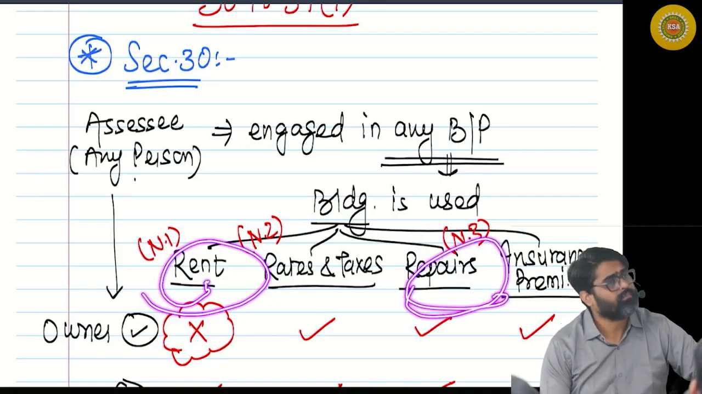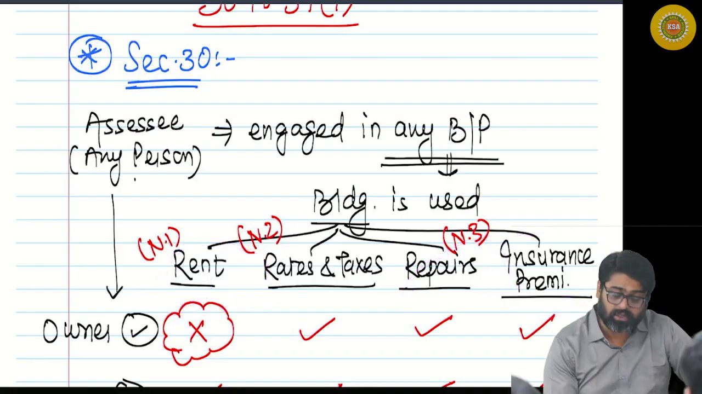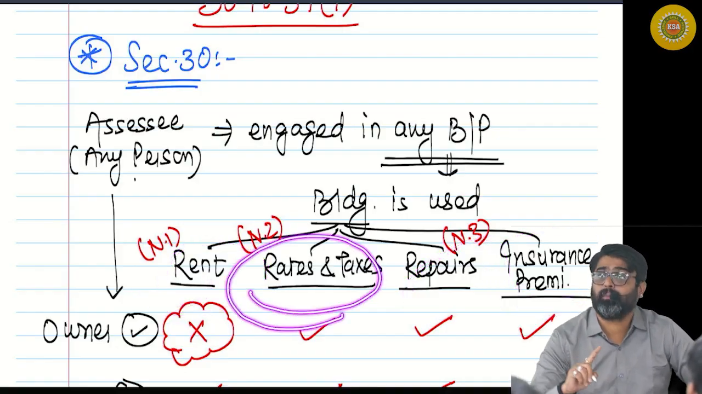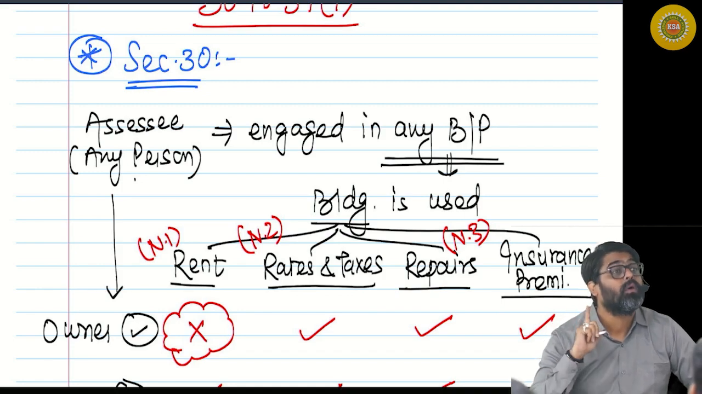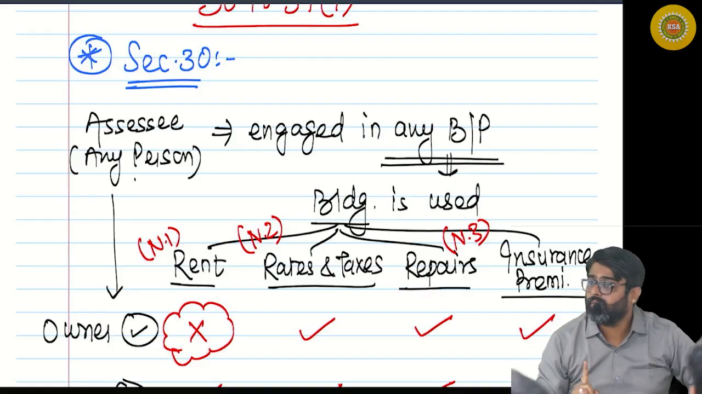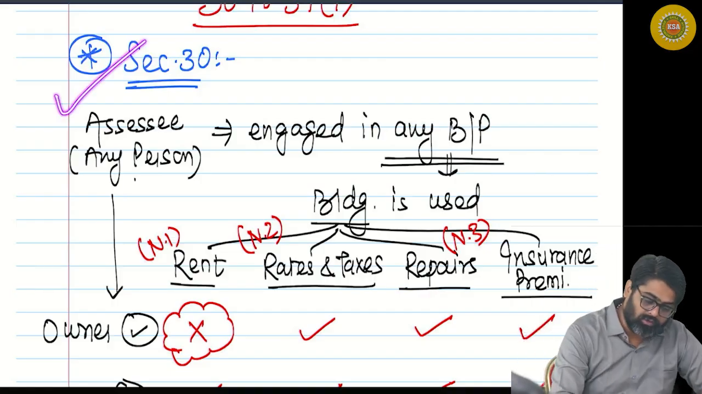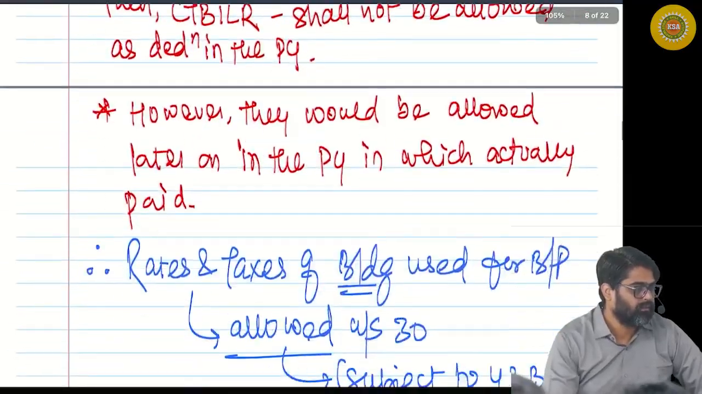Repairs, mercantile basis. Insurance premium, mercantile basis. But don't take the deduction of rates and taxes based on method of accounting. It will always be allowed only on payment basis, even if you are following mercantile basis. Yes or no? Will you remember this much? So this was your section 30. Now coming to section 31.